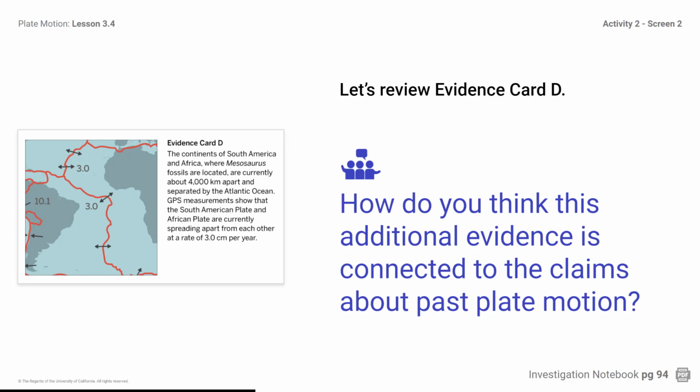Students, read evidence card D. The continents of South America and Africa, where Mesosaurus fossils are located, are currently about 4,000 kilometers apart and separated by the Atlantic Ocean. GPS measurements show that the South American plate and African plate are currently spreading apart from each other at a rate of 3 centimeters a year. Geologists use evidence about patterns of plate motion today to inform their thinking about how plates moved in the past. How could this evidence about the current distance between the continents and the current rate at which the plates are moving away from each other at the plate boundary help us understand past plate motion in this area?